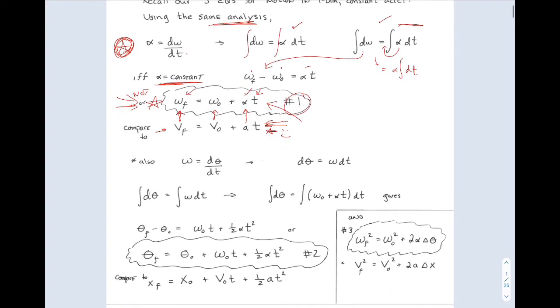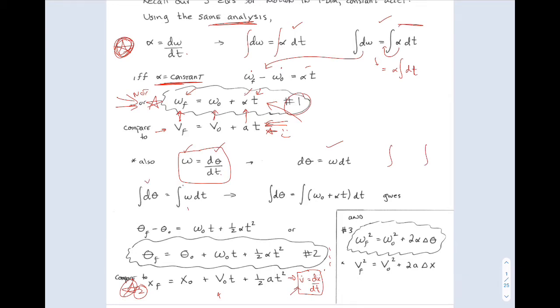Now, we had equation number 2. If you look back in the notes, we got this one by writing v is dx dt and integrating that to get this. So where we started from that in chapter 2, we're going to start from the same place right there. So instead of velocity being the time rate of change of position, angular velocity is the time rate of change of angular position. Multiply both sides by dt. Integrate both sides.